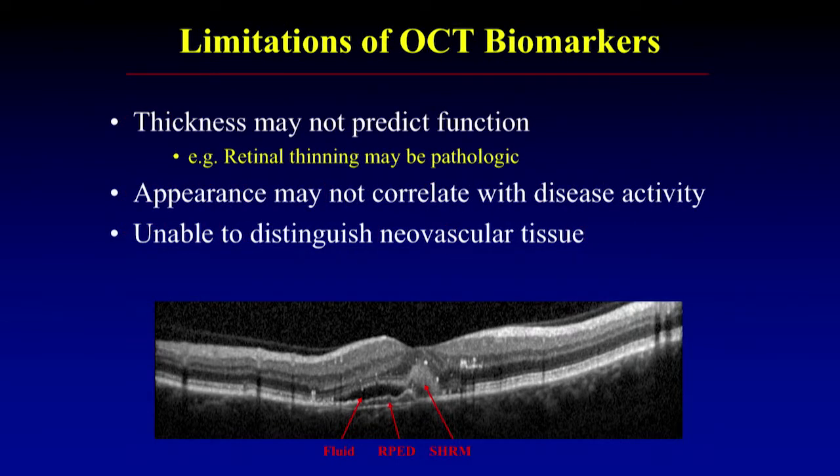However, there are some limitations of the OCT biomarkers. For example, thickness may not necessarily predict function. If by chance the retina is abnormally thin, then it may not necessarily predict visual acuity. Also, OCT appearance may not necessarily correlate with disease activity. And perhaps most importantly, we're unable to distinguish the neovascular tissue on these images. Does the SHRM represent the neovascular tissue? Does the pigment epithelial detachment represent neovascular tissue?